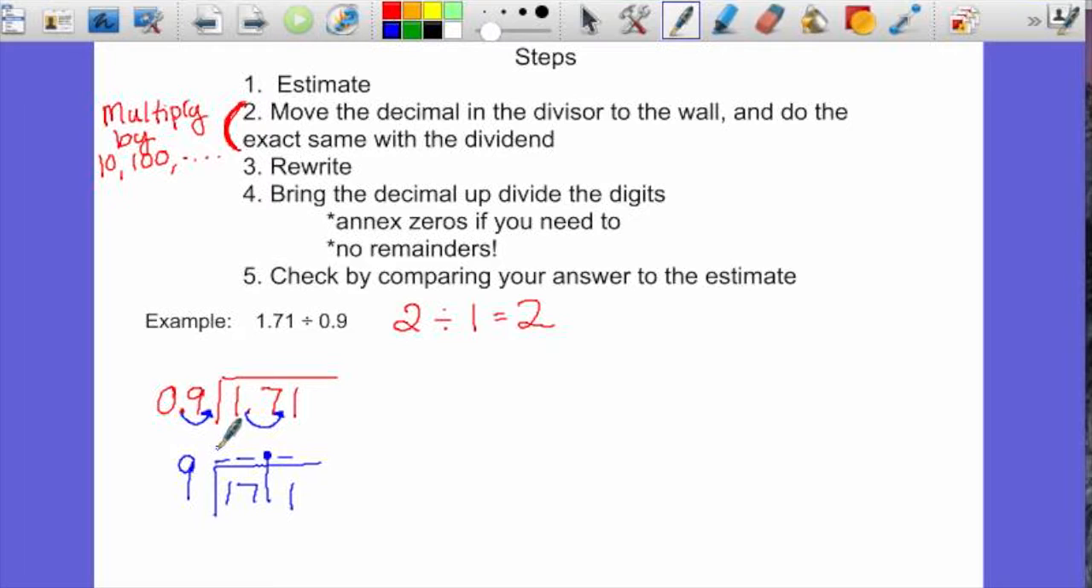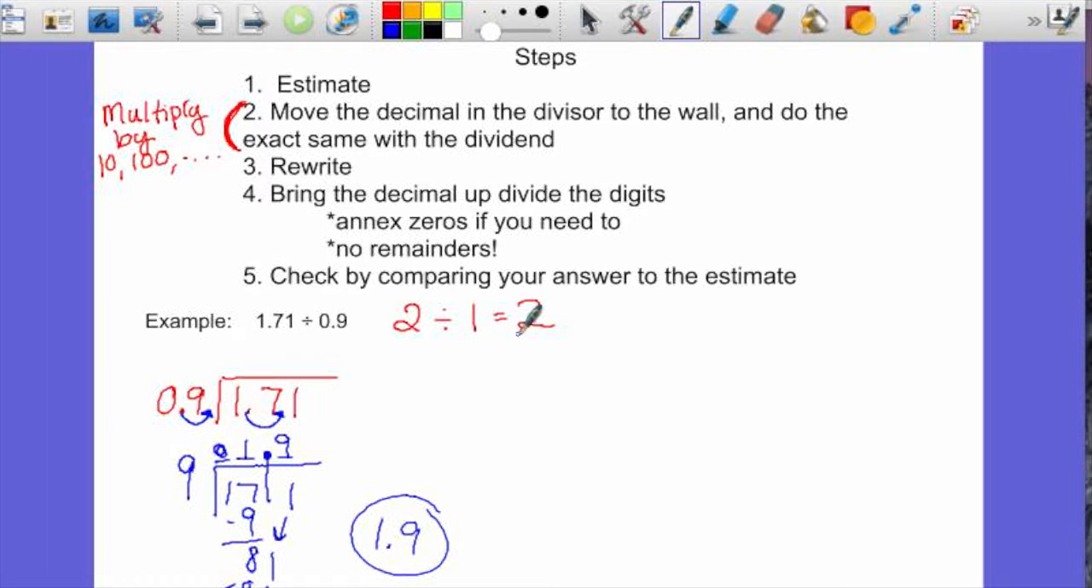9 goes into 1. It doesn't go in evenly, so we're going to put a 0 place value holder there. 9 into 17, 1 time. 17 minus 9 is 8. Bring our 1 down, 81. 9 goes into 81 nine times. 9 times 9 is 81. So we're good to go. And our answer then is 1 9/10, which is near our estimate.